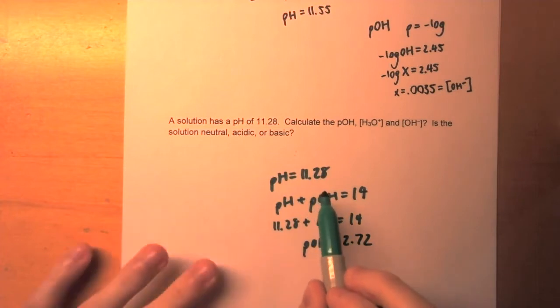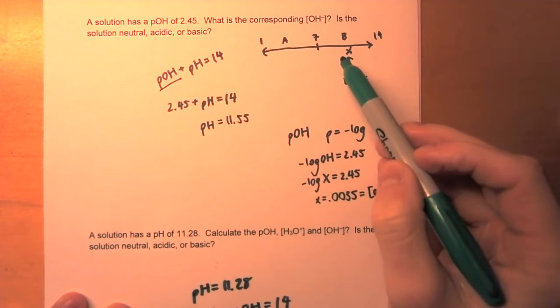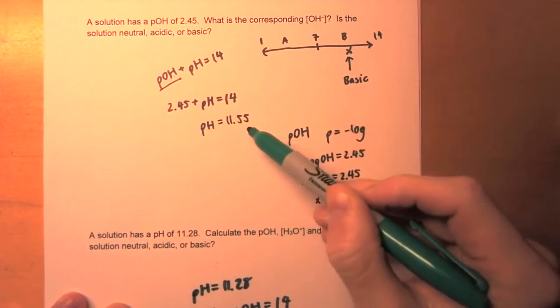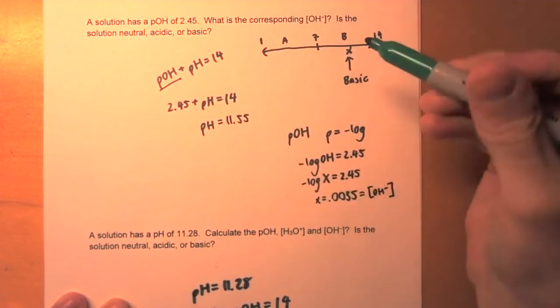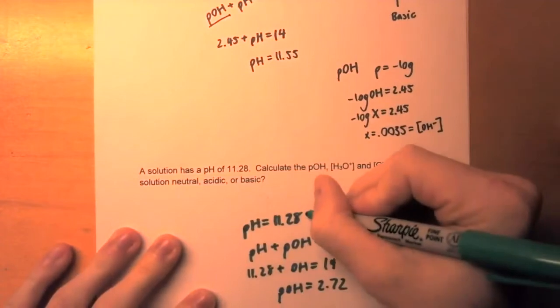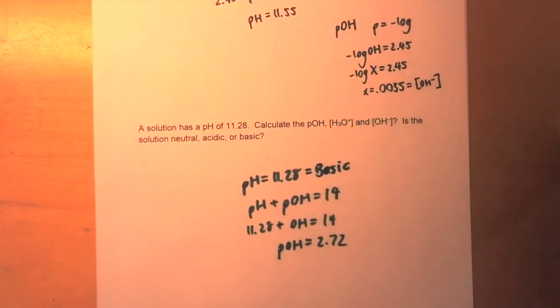A pH of 11.28. If we go up to our pH scale, is this neutral, acidic, or basic? Again, we're very close to where we were last time. Last time it was 11.55, so we're just left of that. So we're probably about right here. If we're right there, we're still basic. So now we calculate the POH and we determine that's a basic solution.